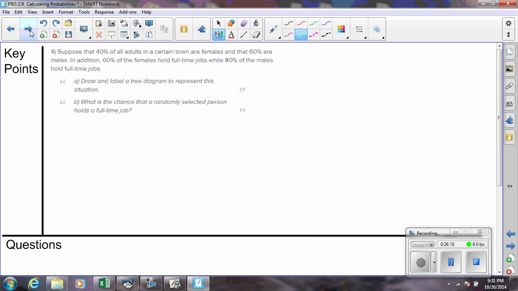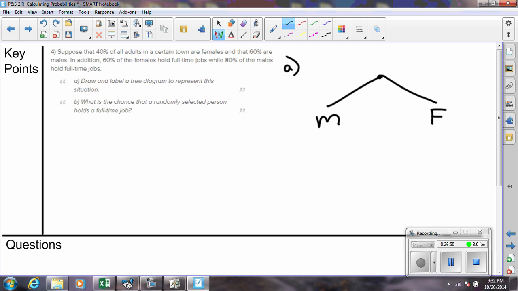Problem number 4. Suppose that 40% of all adults in a certain town are females, 60% are males. In addition, 60% of the females have full-time jobs, 80% of the males hold full-time jobs. Draw and label a tree diagram that represents this situation. Okay, so for part A, what's the first option that exists? We could have male or female.